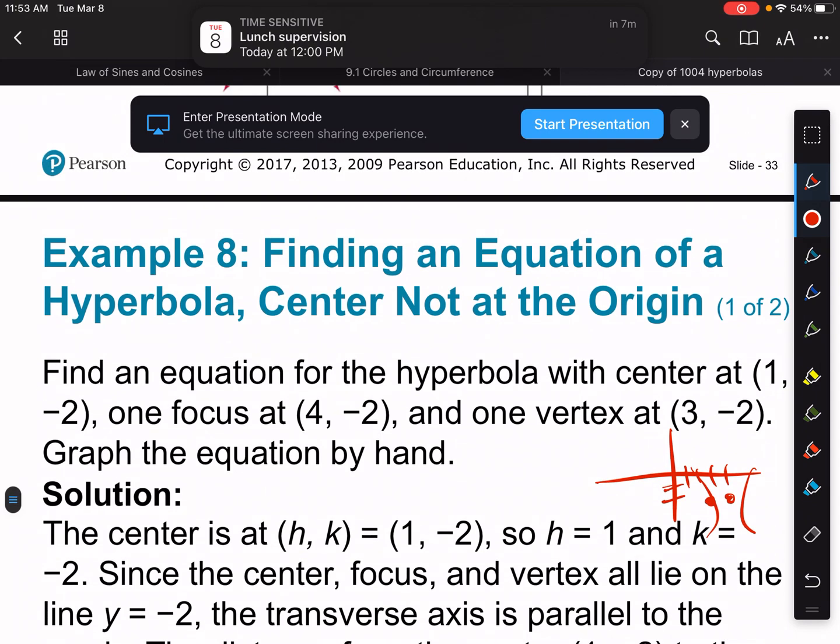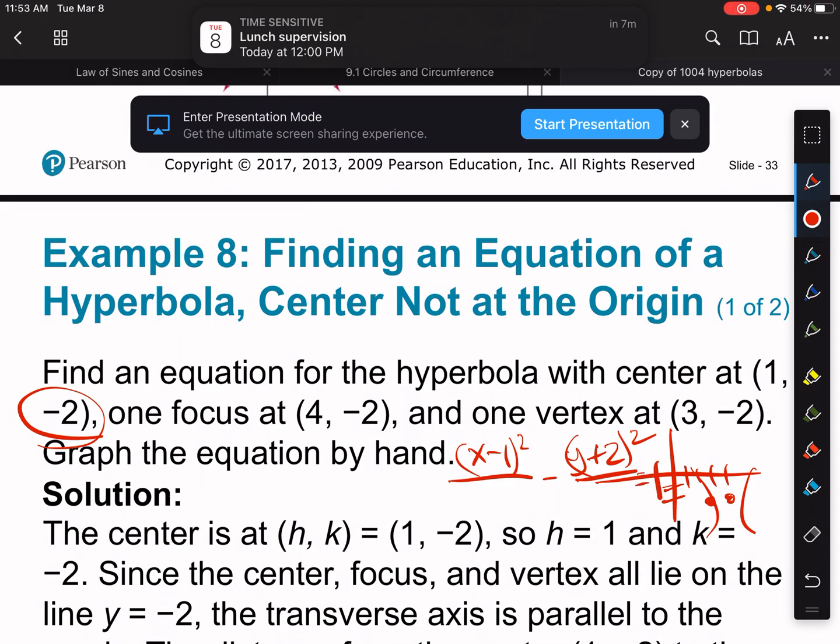Okay, so I know that this thing is going to open this way and this way. Since I know that my x value is going to come first, and I know that I have to modify it by 1, it's going to be x minus 1 squared minus y plus 2 squared, because the center was at negative 2, so that will make that go to 0, equals 1.